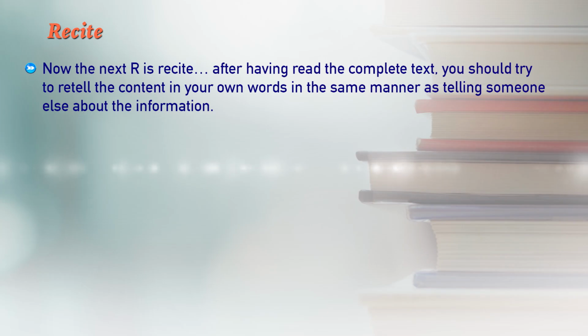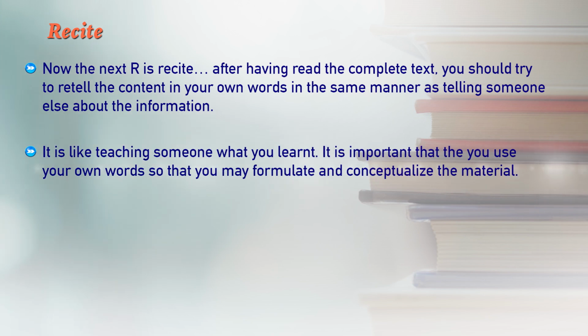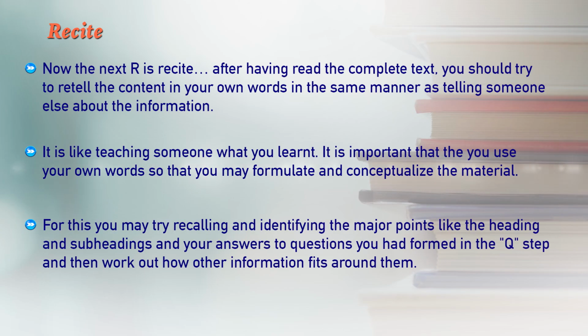After having read the text completely, you should try to retell the content in your own words in the same manner as telling someone about the information. It is like teaching someone what you have learned. It is important that you use your own words so that you may be able to formulate and conceptualize the material. For this, you may try recalling and identifying the major points like the headings and the subheadings and your answers to the questions which had been formed in the Q stage. And then work out how other information fits around these questions and these answers.